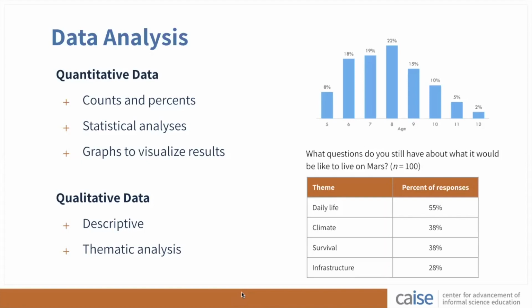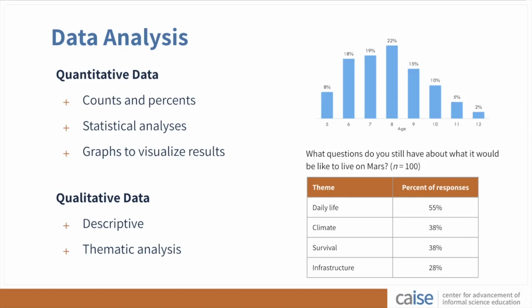So then you have all your data and you have to analyze it. You might have quantitative data, or you might have qualitative data, or you might have both. Quantitative data are the numbers. So these are the counts and percents that you might report. You might do statistical analyses on this data. And typically we like to use graphs or some way to visualize these results instead of just having numbers, because that helps people better understand the data. You get quantitative data typically from surveys, the closed-ended questions on the surveys, and also things like observations where you might be counting how frequently something happens.